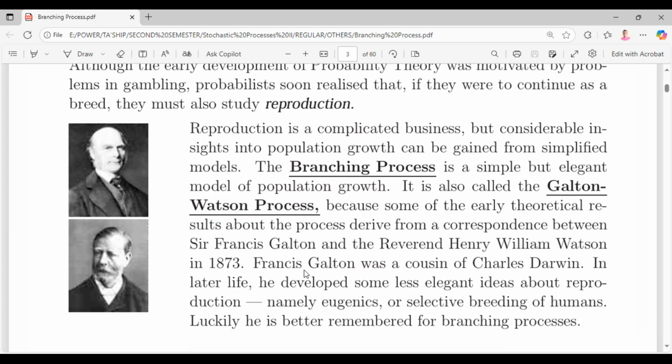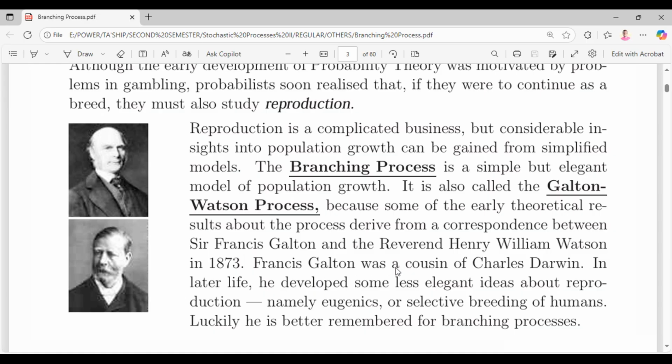So he thought about this as something to which maybe we can apply probability theory, to see the longevity of species that nature produces. So how is the population going to grow? If you look at a particular species, how is it going to be? Is it that in the long run the species is going to go extinct, or is it going to survive over time? So he did this somewhere in 1873 with a friend. This friend was called Henry William Watson.